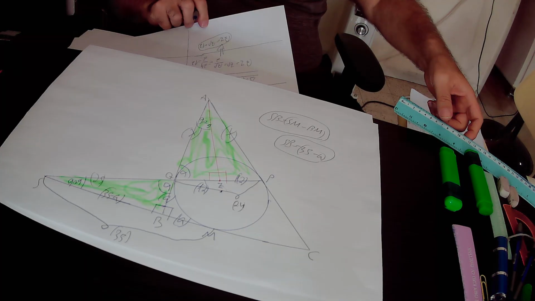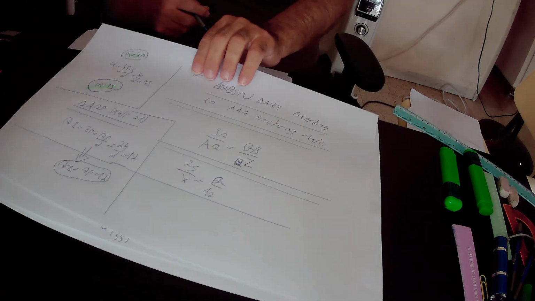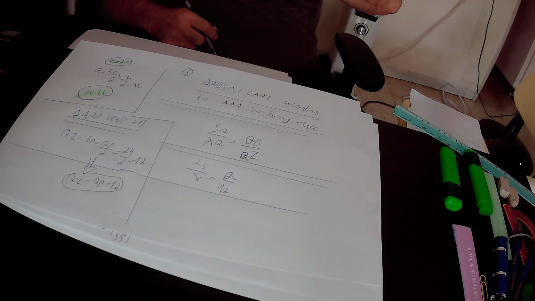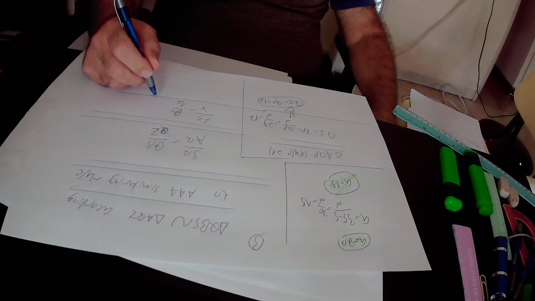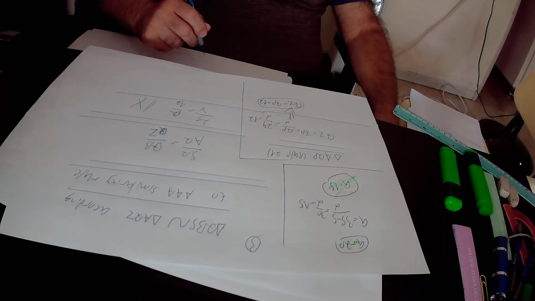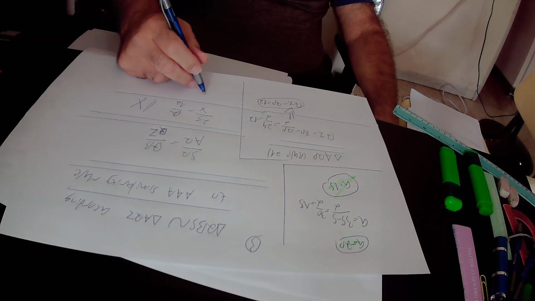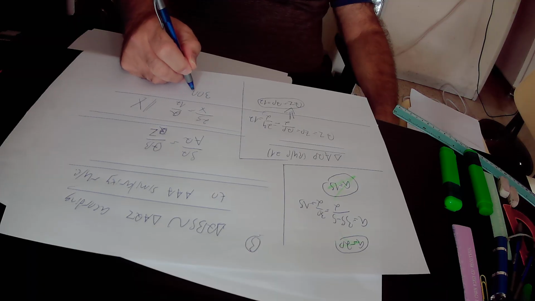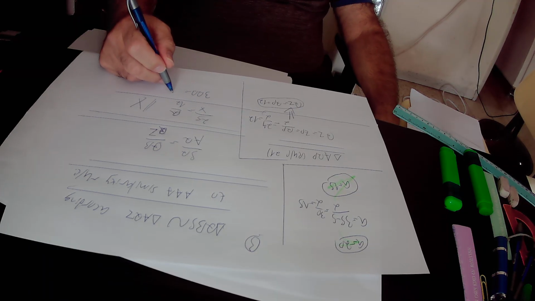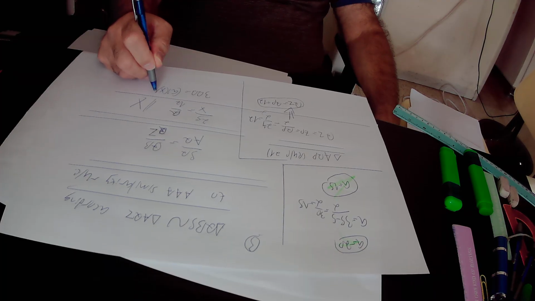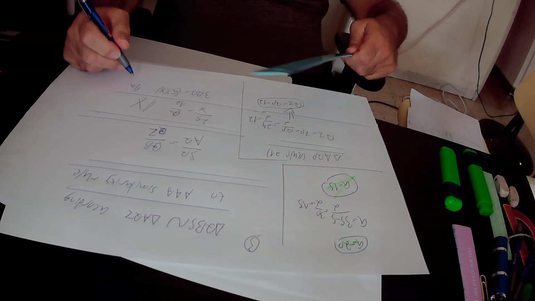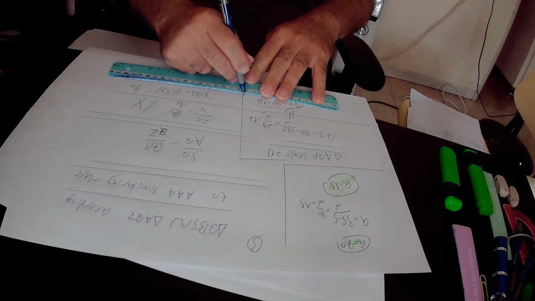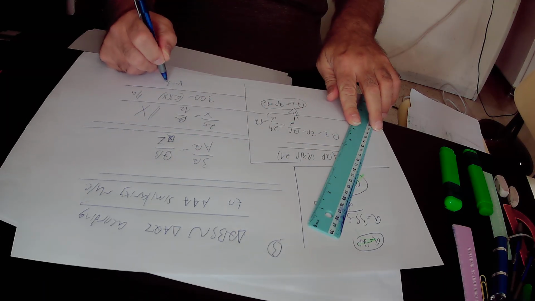So in total, we found that 25 over X equals A over 12. Here we of course cross-multiply this equation, and you get that 25 times 12, which is 300, equals A times X. Here we divide this equation by A. And finally we get that X equals 300 over A.